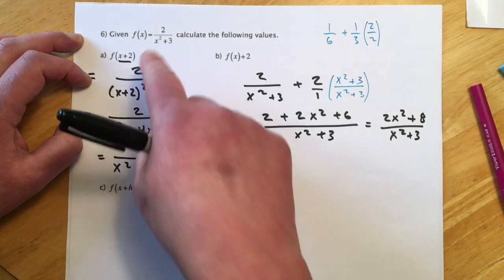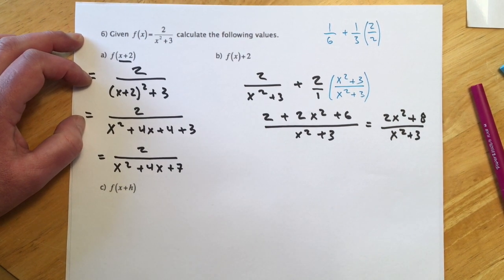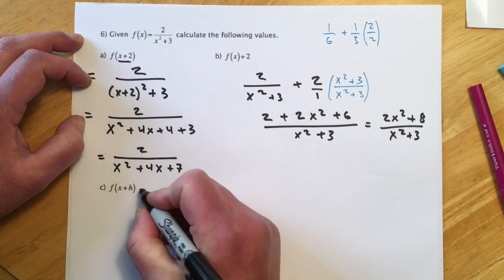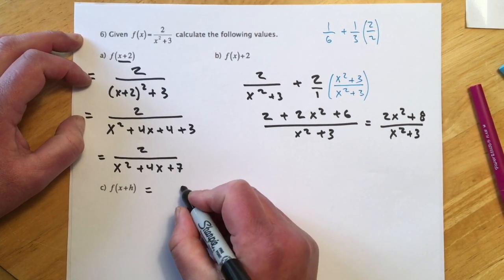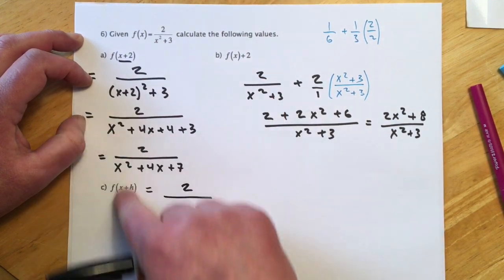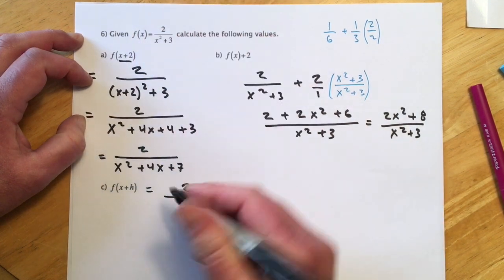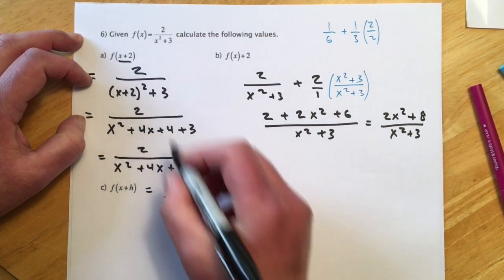And then C is f of x plus h. We're going to see this in the next section with something called the difference quotient, and that ends up being quite a thing in math. It ends up being the basis for first quarter calculus. So for this, though, we're just practicing with function notation. So I'm just going to put x plus h in for that x. So it's a lot like this one.